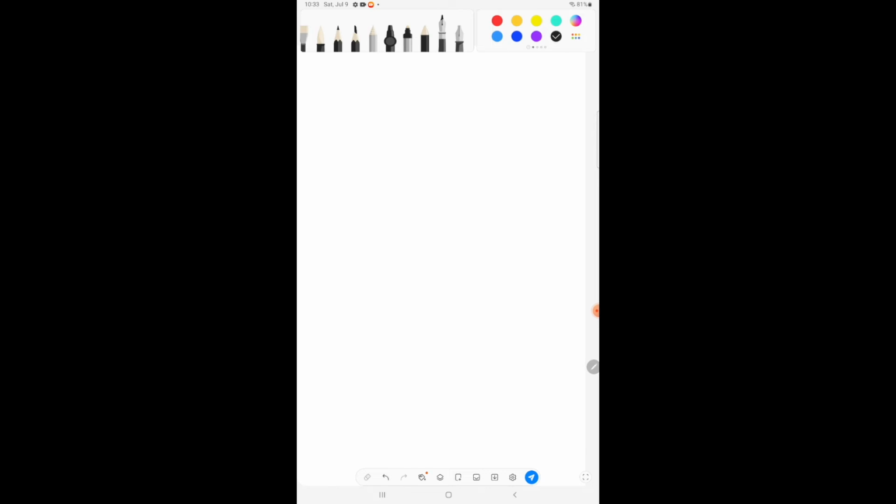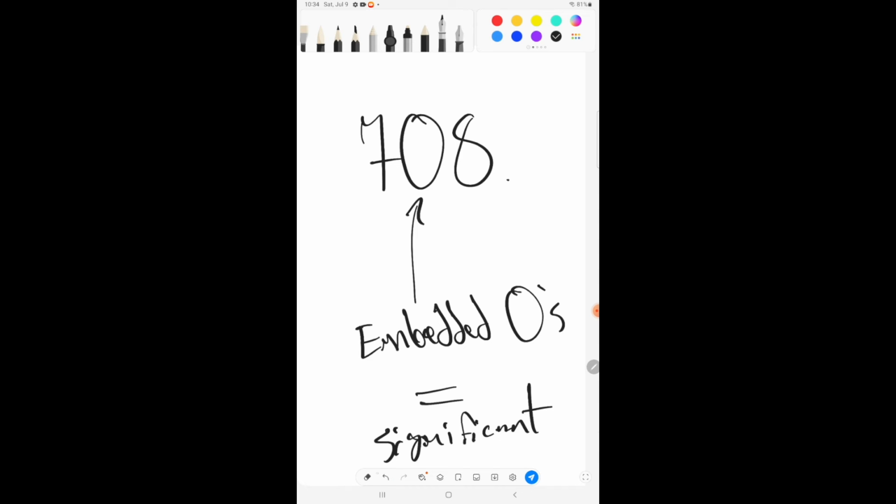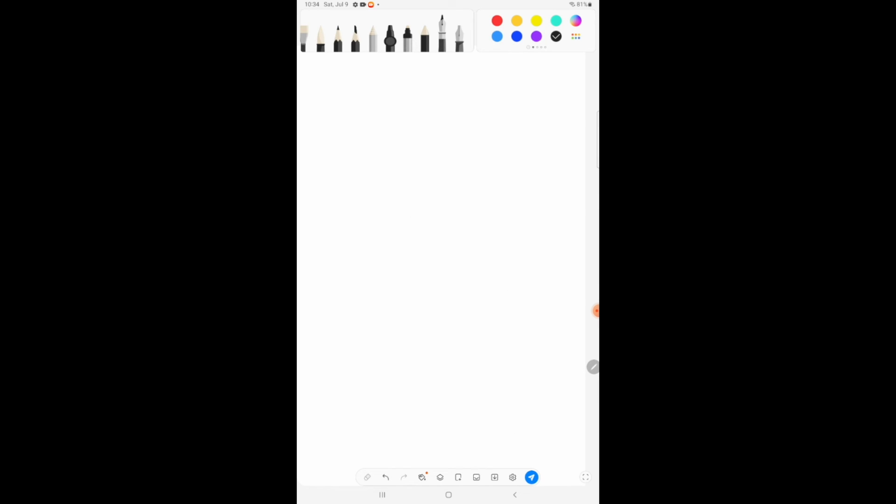Okay. Now what if I have a zero embedded in between two non-zero numbers, and a decimal is there? This is significant. Embedded zeros are always significant. They're always sig figs. Are they always? Yes, they're always. And that's pretty much it.